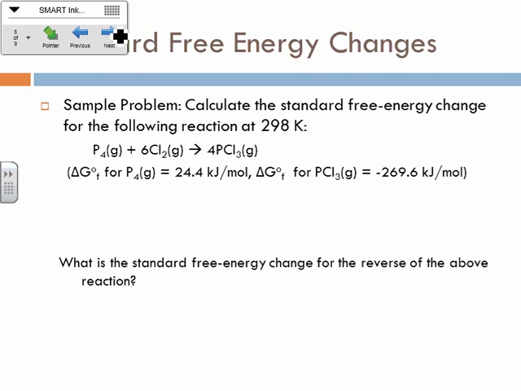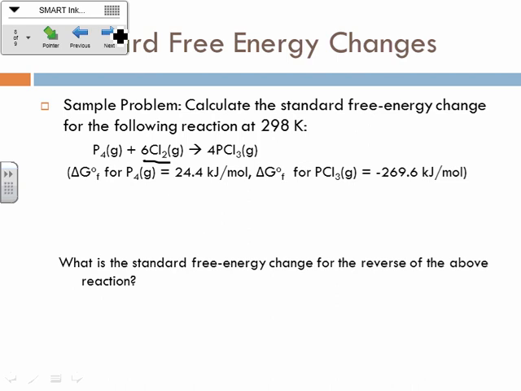Which one do we not need to know a delta G for here? You guys see that? The Cl2? That's in its natural state, okay? So that one's going to be a delta G of 0. So then we just take the products minus the reactants.